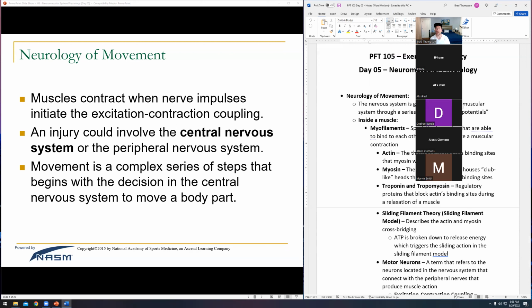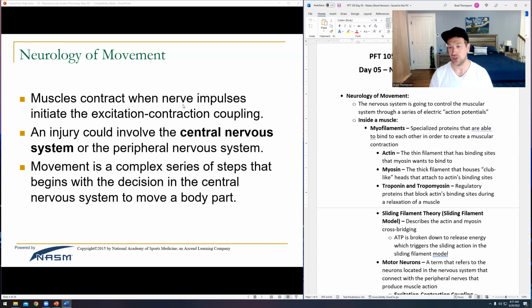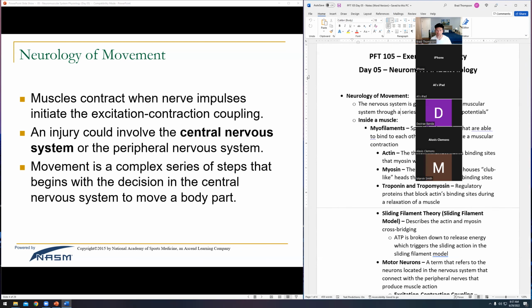But your muscles are going to contract when a nerve impulse initiates what is called the excitation contraction coupling, which is a big mouthful of a definition. But let's break this whole word down here, right? Excitation contraction coupling, right? If you think about excite, right? What does the word excite mean? It means, like, I get excited, like you get amped up, right? If you were to think about it, sometimes you get amped up if you turn on a light switch, right? You turn the light switch on, light bursts into the room, right?